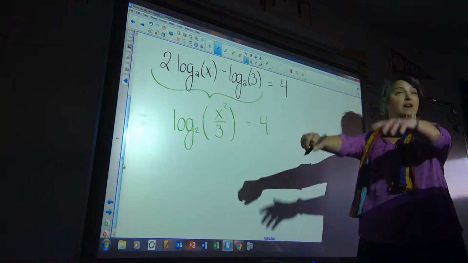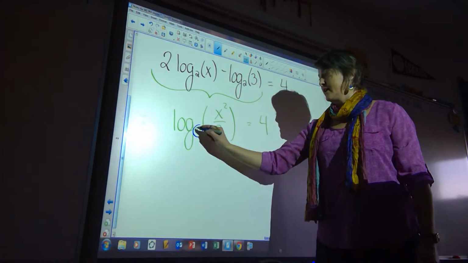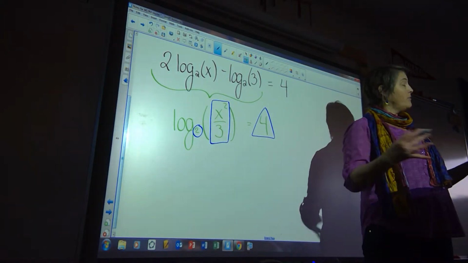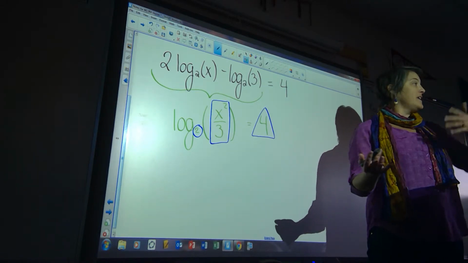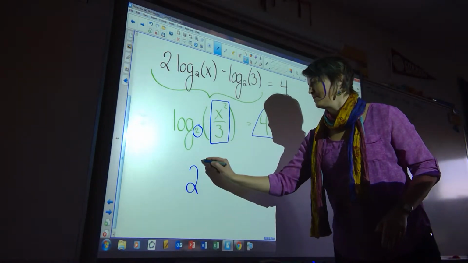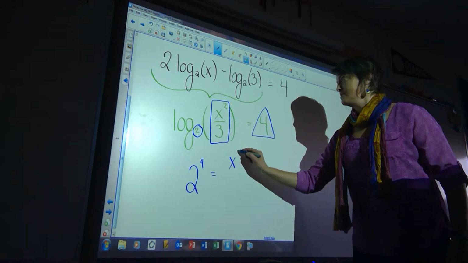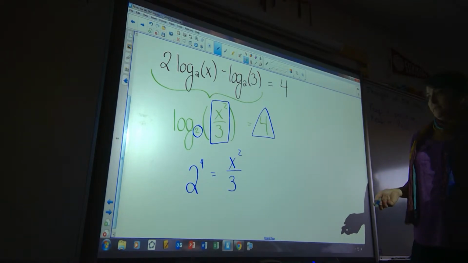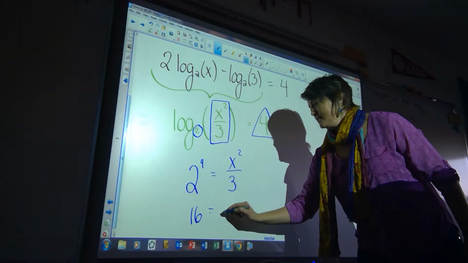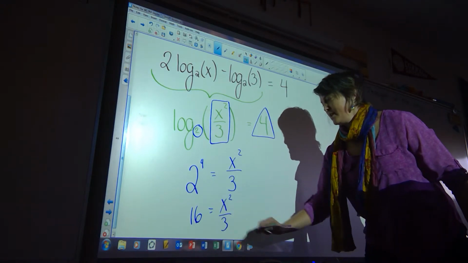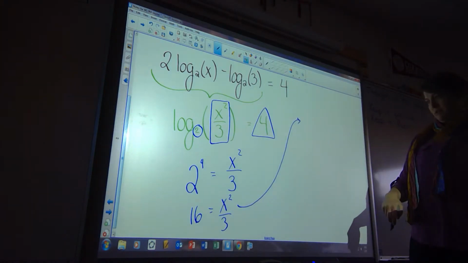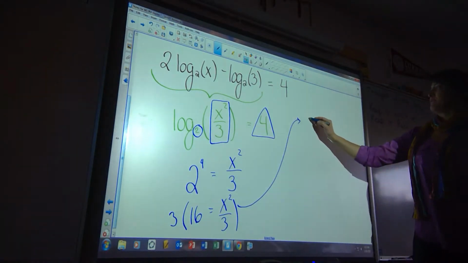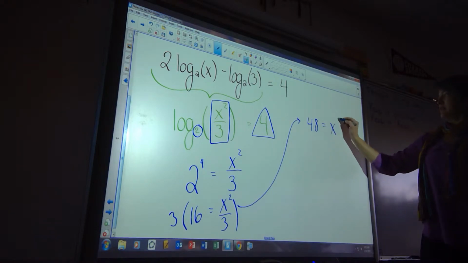So at this point, I've got a single log. I've got my 3 parts. I've got this part, this part, and this part. So I can just rewrite it in its other form so that I can get the x out of the log. So this would be 2 to the power of 4 equals x squared divided by 3. And now it's just an algebra problem. So 16 is equal to x squared divided by 3. If I multiply both sides by 3, I would get 48 is equal to x squared.